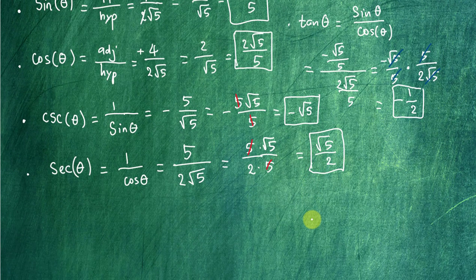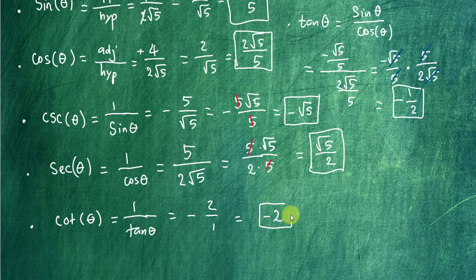The last one is cotangent. Okay, cotangent is equal to 1 over tangent. And tangent is right here. So you take the reciprocal of that, which is minus 2 over 1 or minus 2. And that is the answer.